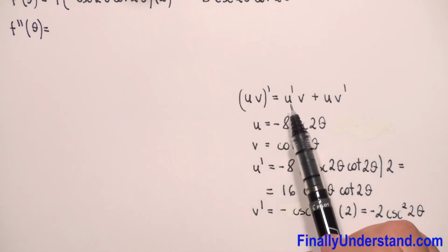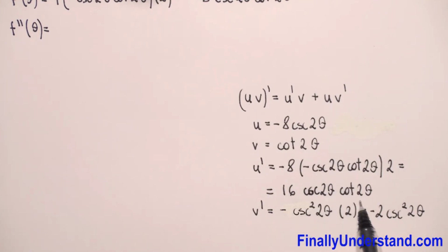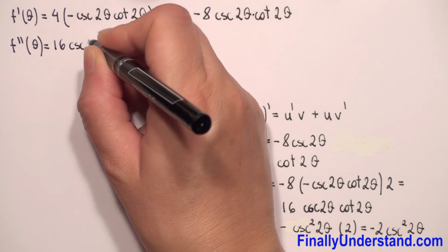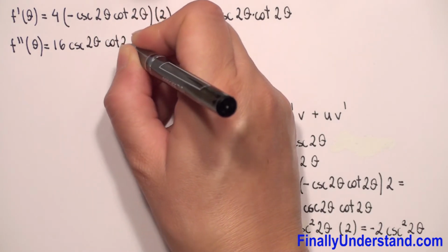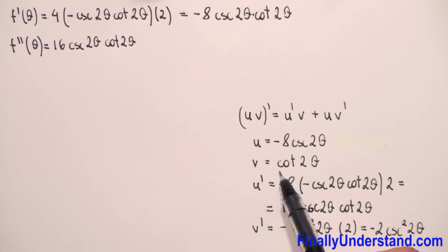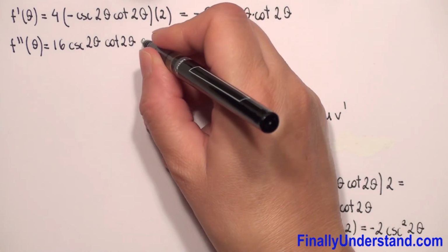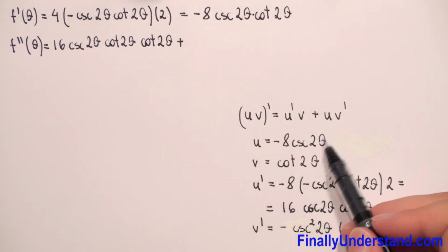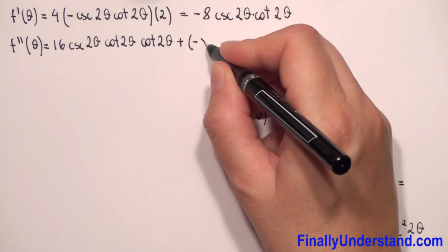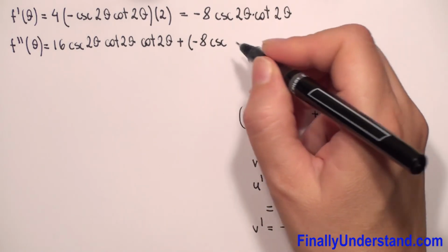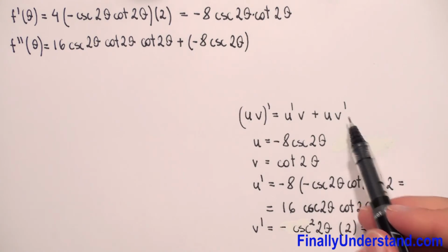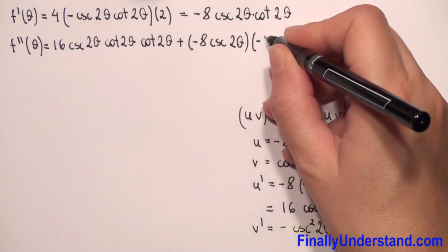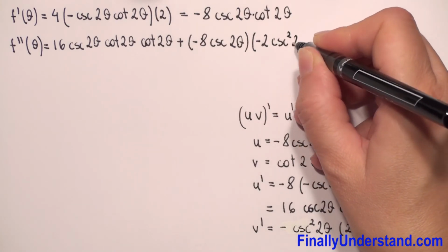So we will have, first, u prime is equal to the whole expression. So we have 16 cosecant 2 theta times cotangent 2 theta times v, which is equal to cotangent 2 theta. So we have times cotangent 2 theta plus, and we have u equal to negative 8, so we put in parentheses cosecant 2 theta times v prime, which is equal to negative 2 cosecant square 2 theta. So we have in parentheses negative 2 cosecant square of 2 theta.